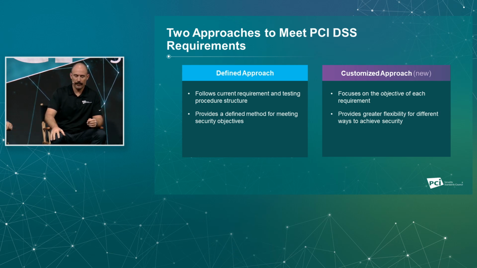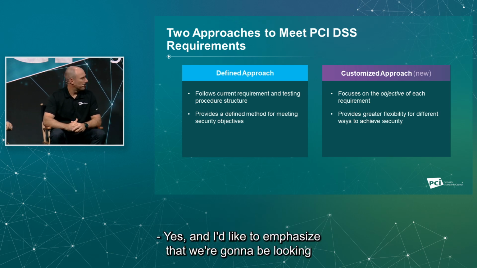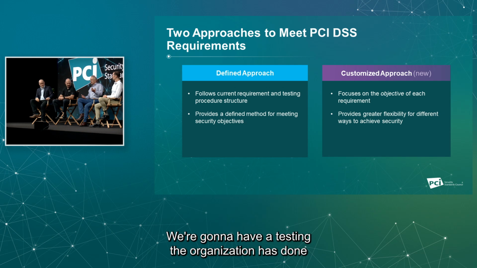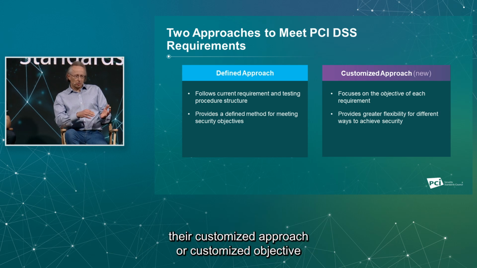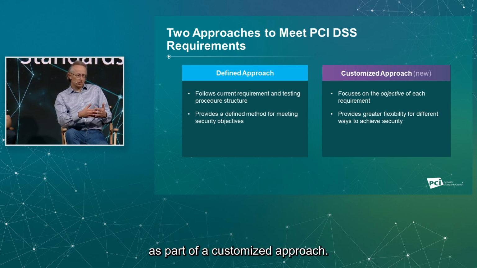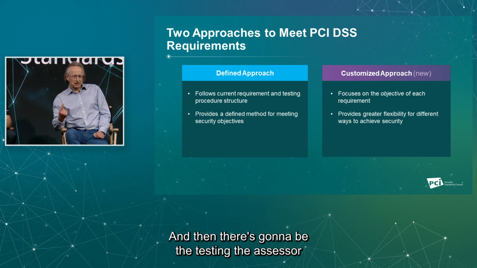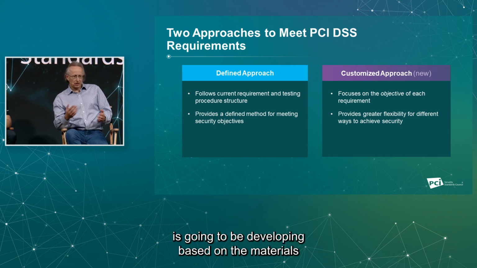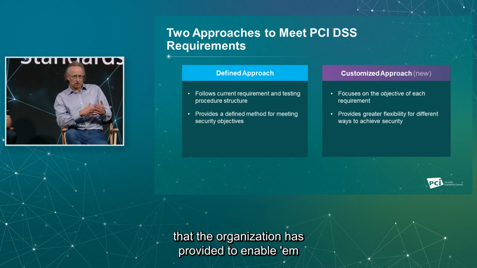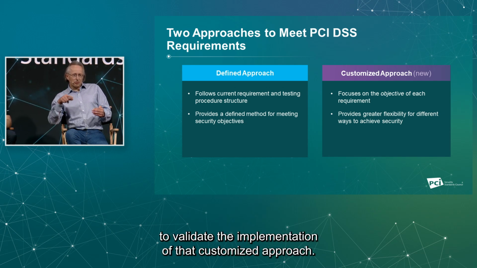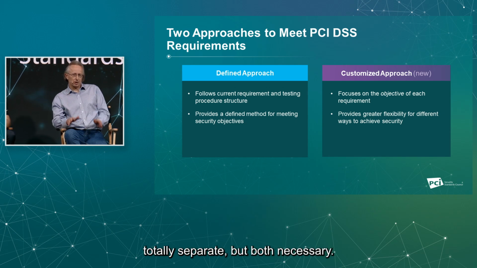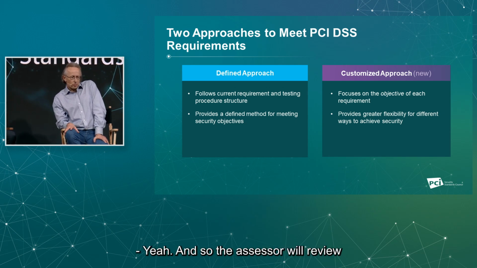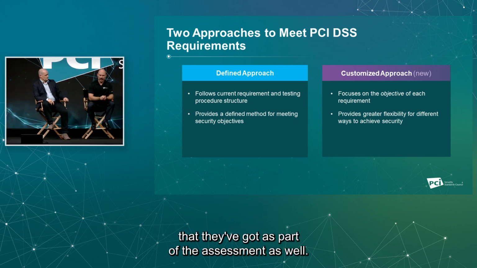So the assessor does all of that, and then eventually they have to actually do the testing of the customized control. Yes, and I'd like to emphasize that we're going to be looking at two types of testing. We're going to have the testing the organization has done as they've designed, built, and implemented their customized objective as part of a customized approach. And then there's going to be the testing the assessor develops based on the materials that the organization has provided to enable them to validate the implementation of that customized approach. Two forms of testing, totally separate, but both necessary. Yeah, and so the assessor will review the entity's testing and the results that they've got as part of the assessment as well.